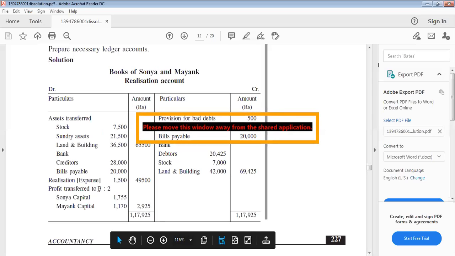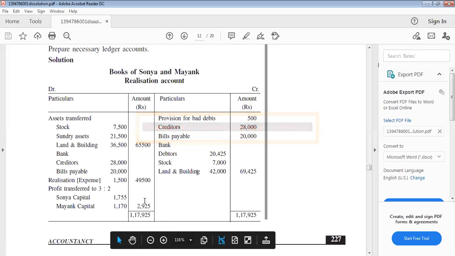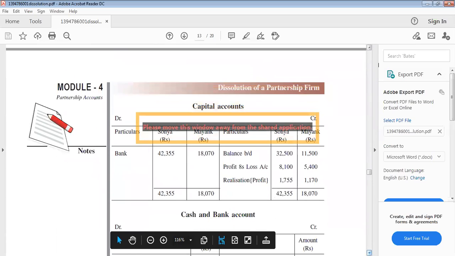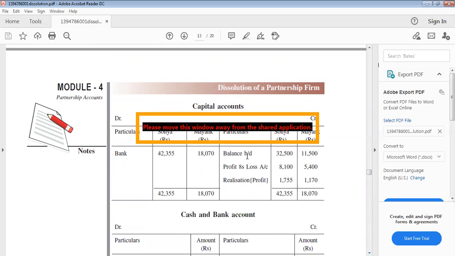So you would add 3 and 2, 5. I think the 3 is for Sonia and the 2 is for Mayank. So you'd have added 3 plus 2, 5, and then you would have multiplied them by this and get these figures. Good? That's that for that. Then you see the capital account as was done before. Now, I'm gonna highlight one thing to you though. The balance BD comes from the balance sheet originally. Good? Remember that.